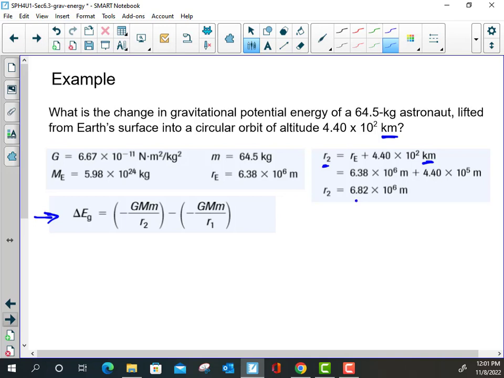So you have a second radius of 6.82 times 10 to the 6. Your first radius, 6.38 times 10 to the 6. We're happy with the mass of our astronaut in kilograms, and our gravitational constant, as always, is the same, and then the mass of the Earth is given. So pause it there, and then we'll take a shot at filling in the numbers and see what you get.